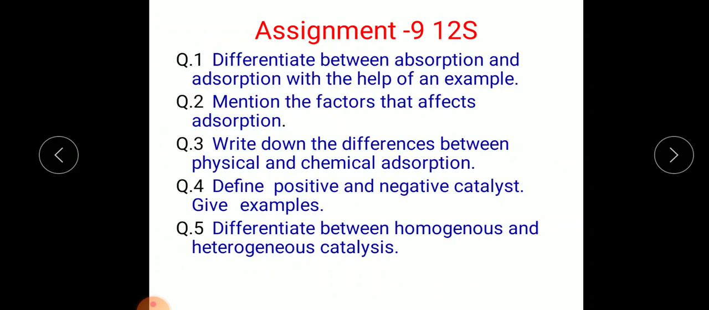Now the assignment for today, that will be assignment number 9, a continuation from previous assignments. Question number 1, differentiate between absorption and adsorption with the help of an example. Question number 2, mention the factors that affect adsorption. Question number 3, write down the differences between physical and chemical adsorption. Question number 4, define positive and negative catalyst, give examples. And question number 5, differences between homogeneous and heterogeneous catalysis. Complete this assignment and send it to my mail.